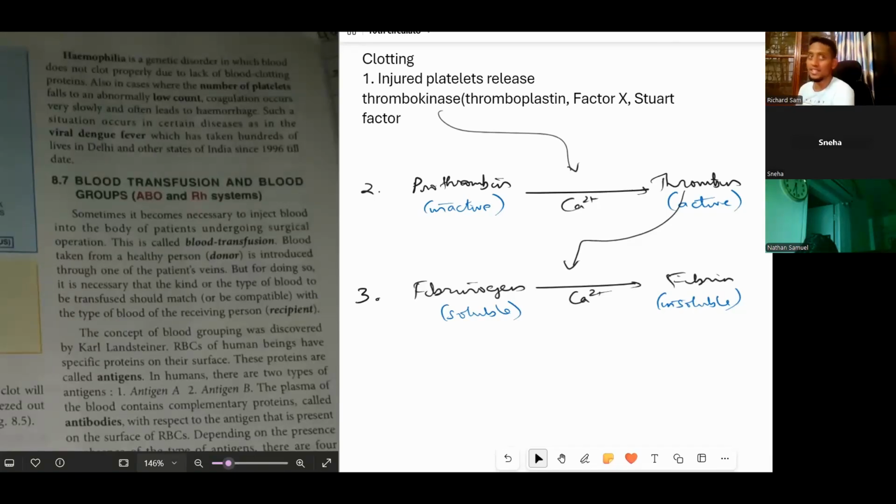Now, hemophilia is a genetic disorder. And what did we study about? What type of genetic disorder is it? Which chromosome is affected if you have hemophilia? It's just like color blindness. It affects the X chromosome. Right? Color blindness affects which chromosome? X or Y?